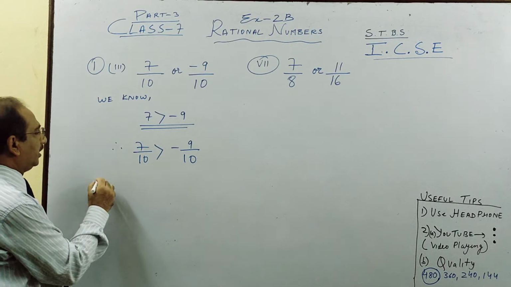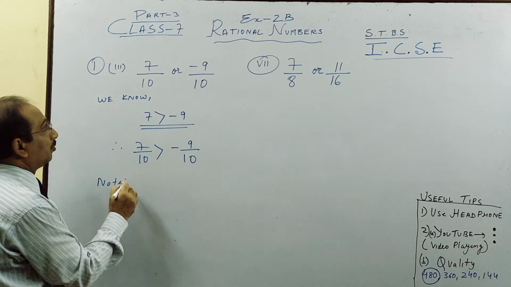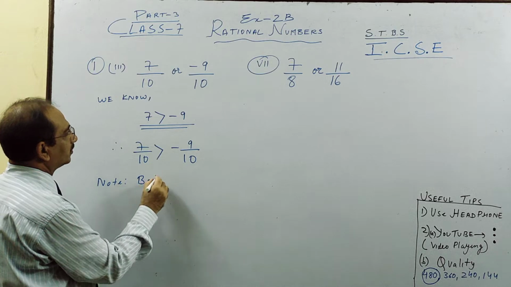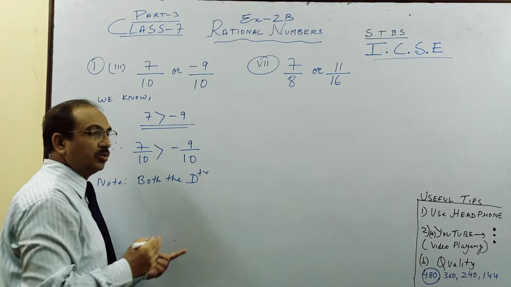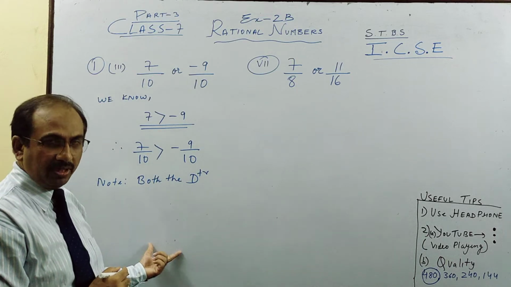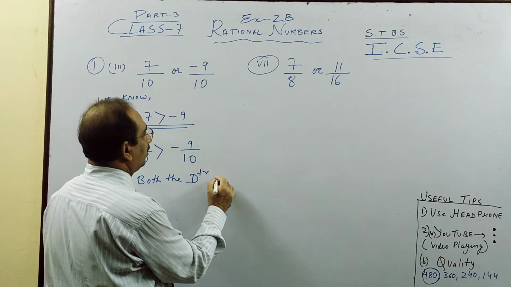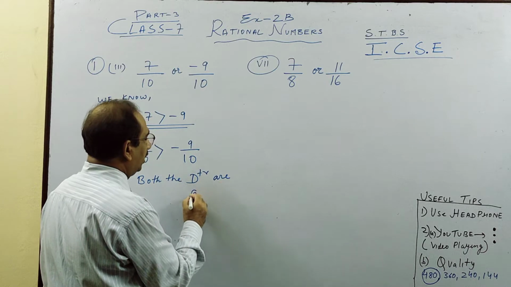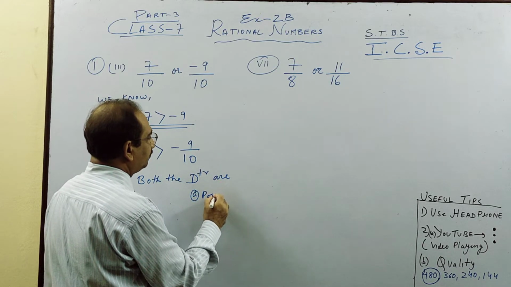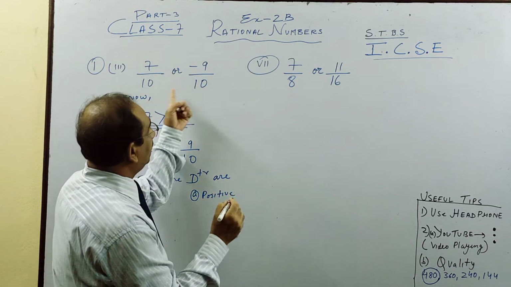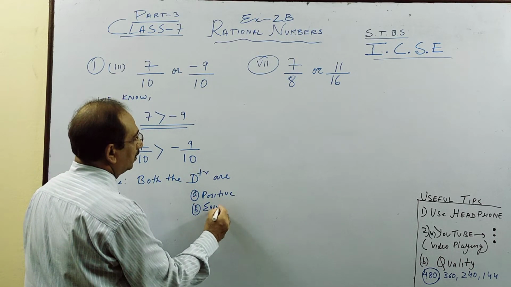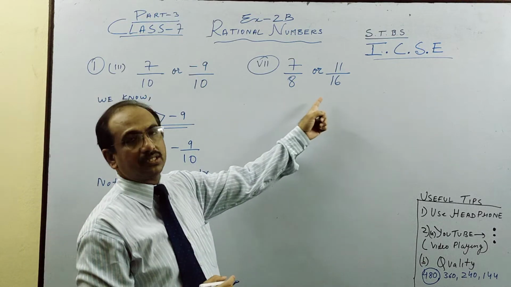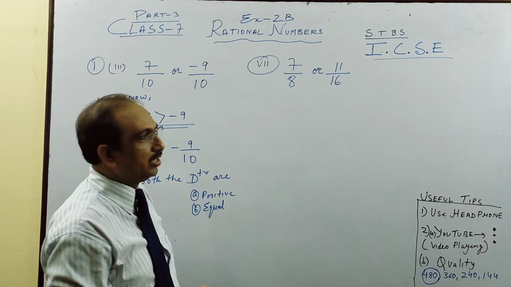So here we could have written a note: both the denominators, you see I am using short form. In my previous part you have seen both the denominators are positive in this case, and both are equal. But here I am going to the next sum where you have different denominators.